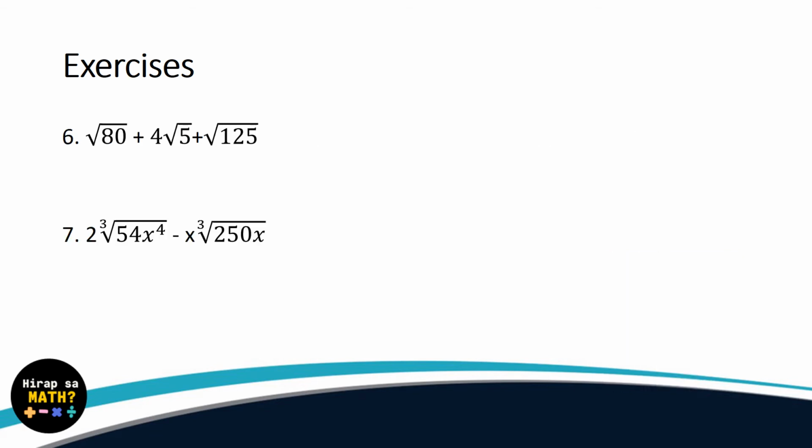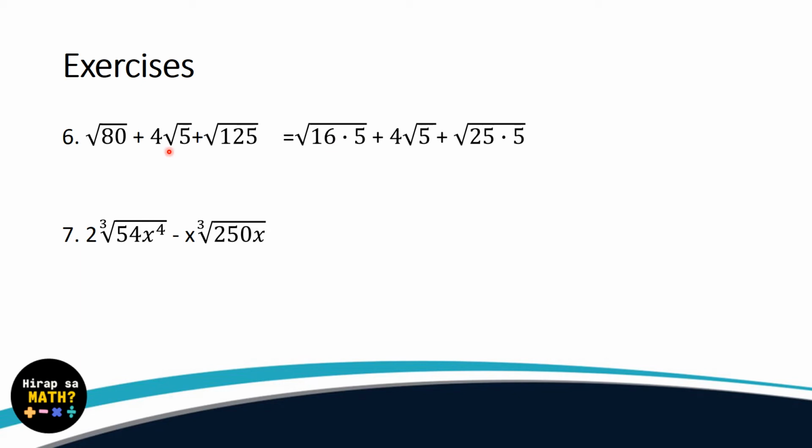So, sa sixth problem natin, square root of 80 plus 4 square root of 5 plus square root of 125. So, napaka-obvious, hindi sila like radicals. So, pareho sa previous problem, hanapan natin ng way. So, ang square root of 80, pwede nating biakin into square root of 16 times 5. Again, pag magbibiak tayo, sisiguraduhin natin na meron tayong perfect square dun sa nabiak natin. So, in this case, 16.